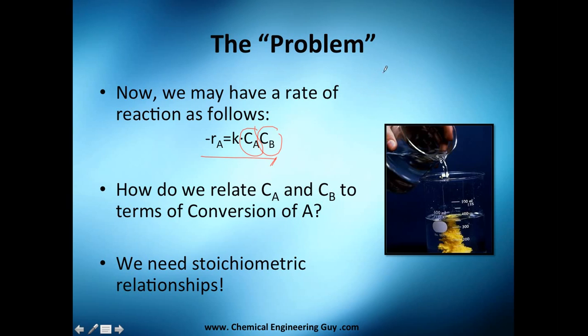Because remember, we've seen flows, which are flows of A, which are moles per unit time. We've seen concentrations, which is mole of A in volume. And we've seen conversion, or our reactions, which is moles of A reacted divided by the moles of A fed. So how can we relate these concentrations in terms of conversion? And not only conversion, but conversion of A, which is our limiting reactant.